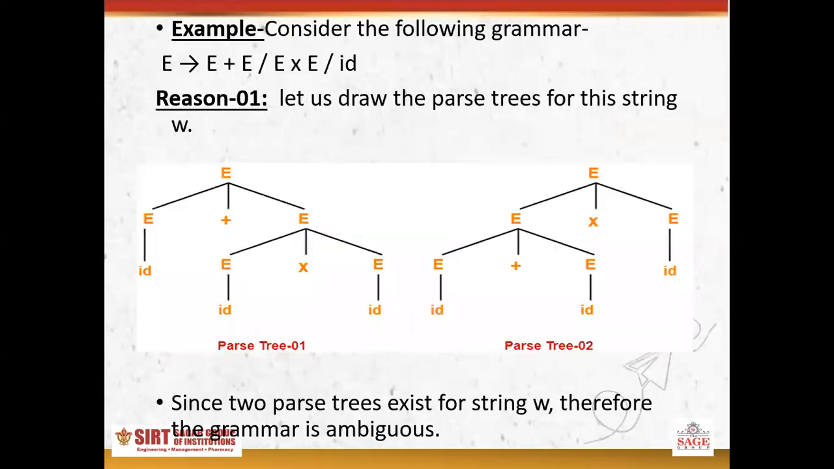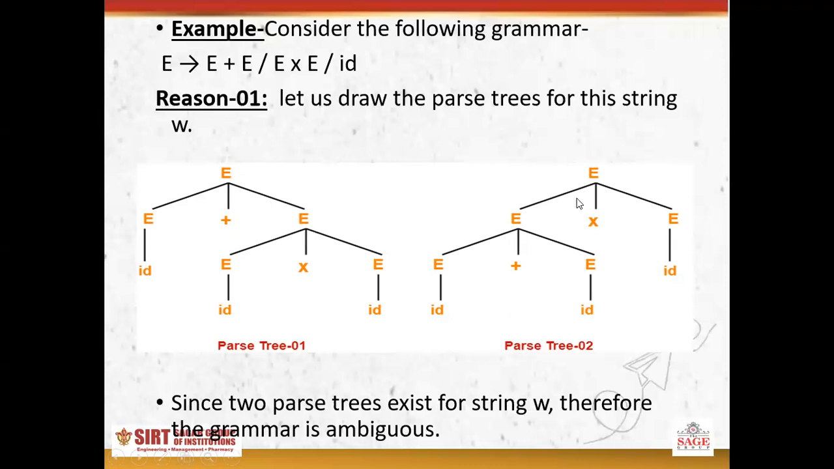For example, we consider this as our grammar: E produces E plus E, E produces E multiplied by E, and E produces ID. First, draw the parse tree for the string. When we draw the parse tree, we get more than one parse tree. In the first parse tree, we take E plus E; from the leftmost E, we have ID. From the rightmost, we produce E multiplied by E, and then the E at last produces ID and ID.